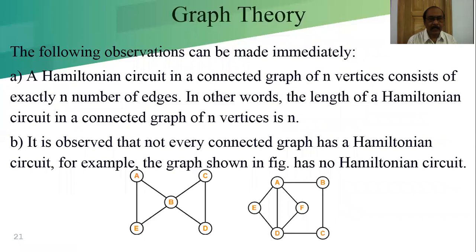It is observed that not every connected graph has a Hamiltonian circuit. For example, the graph shown in the figure has no Hamiltonian circuit. This is a connected graph. Every pair of vertices has a path, but there is no Hamiltonian circuit.